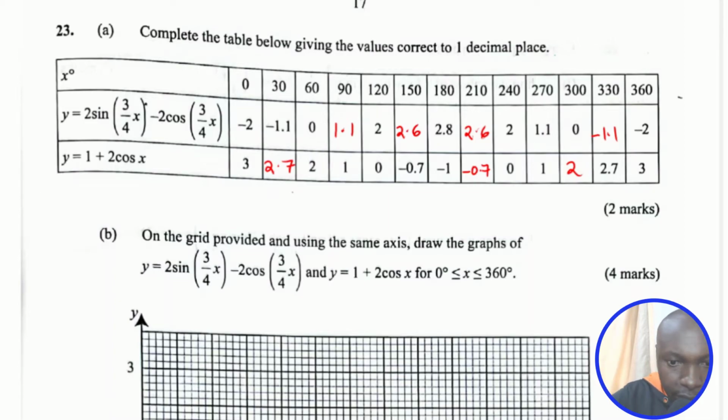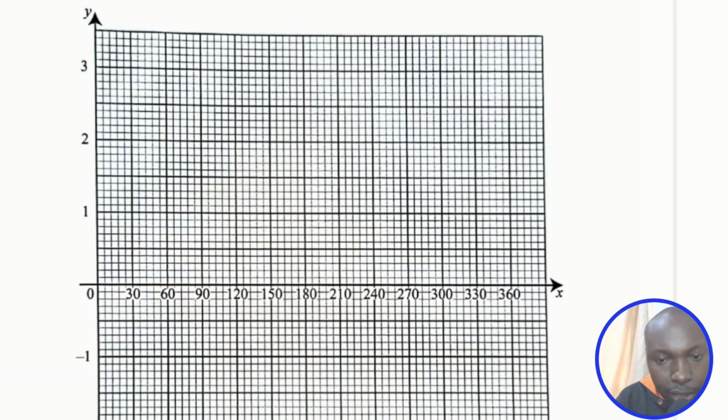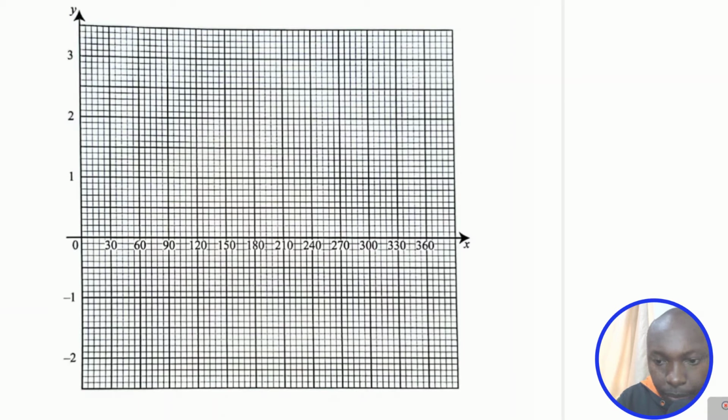So let's go to the graph paper. The first thing you're going to do is note the scale used in this graph paper. For the x-axis, 1 centimeter represents 30 degrees. For the y-axis, 2 centimeters represents 1 unit. So between that 1 centimeter, there are 10 small squares. The size of one small square we get by 1 divided by 10, so one small square is represented by 0.1. That is the first thing you're supposed to do. Having done that, now we can go to the first curve.